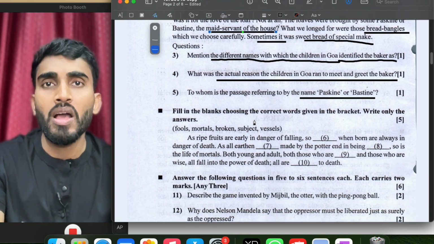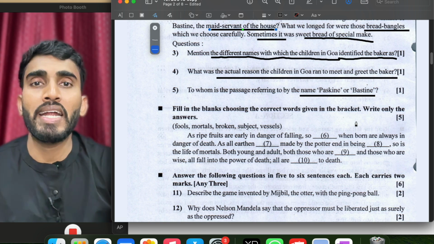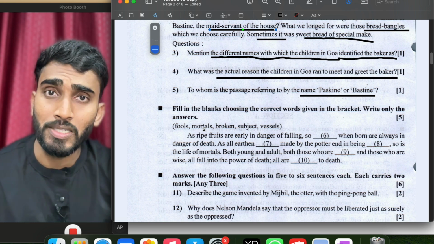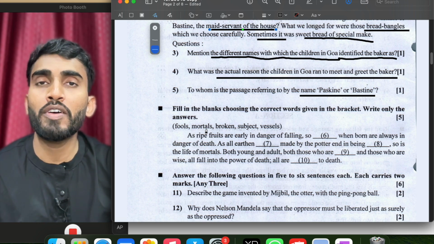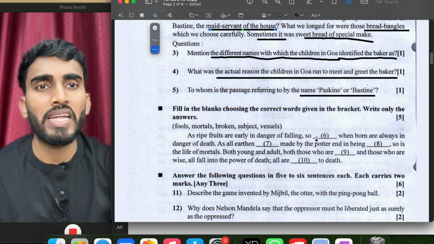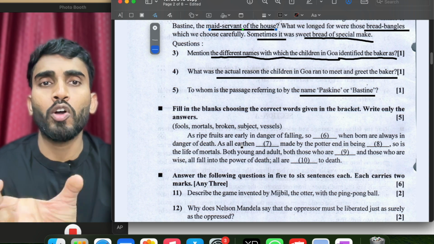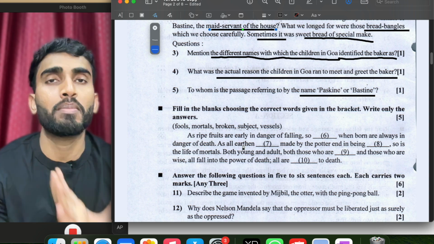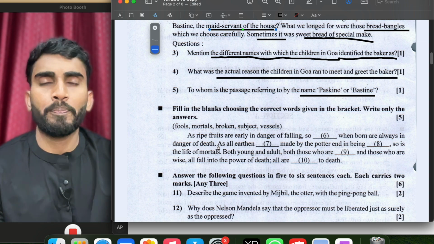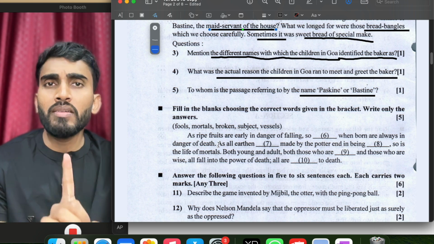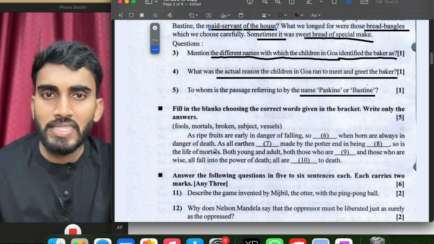Next is going to come fill in the blanks, choosing the correct words given in the bracket, write only the answers. So you see there will be brackets in which you will be given 5 options, and there will be 5 blanks. So very easy, you just have to fit the correct option in the correct blank. If you have read the First Flight even once, that is going to help you to fill this answer very easily.